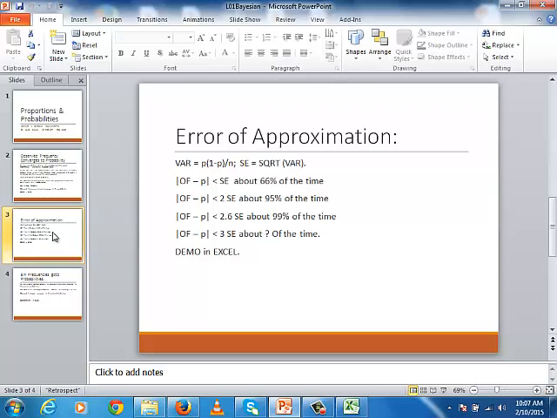And basically you can say that the observed frequency minus the probability will be less than one standard error about 66% of the time. The difference will be less than two standard errors about 95% of the time. And so on. So basically the standard error is a measure of how far you are off. And basically what we use is plus or minus two standard errors as our 95% confidence interval.